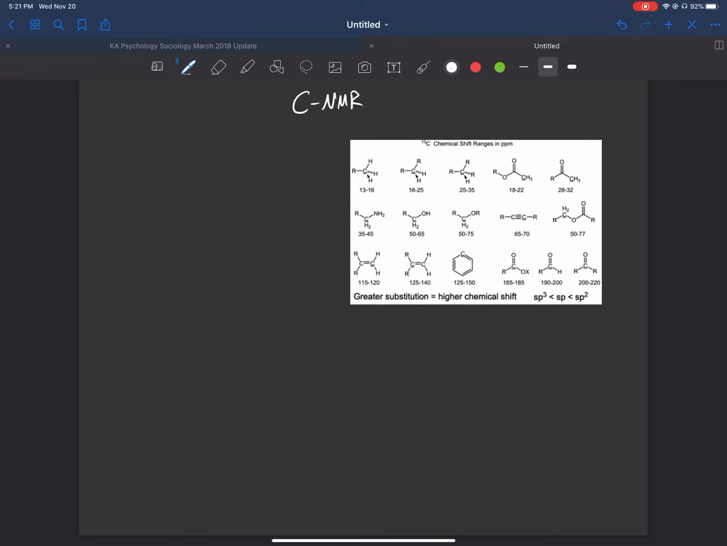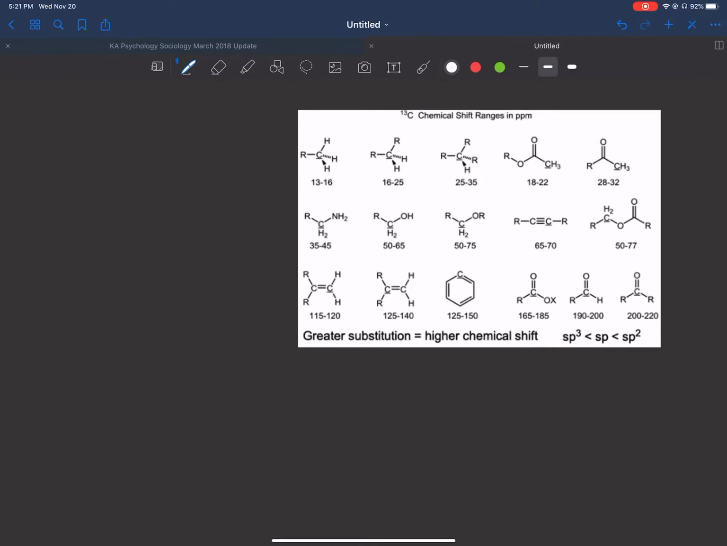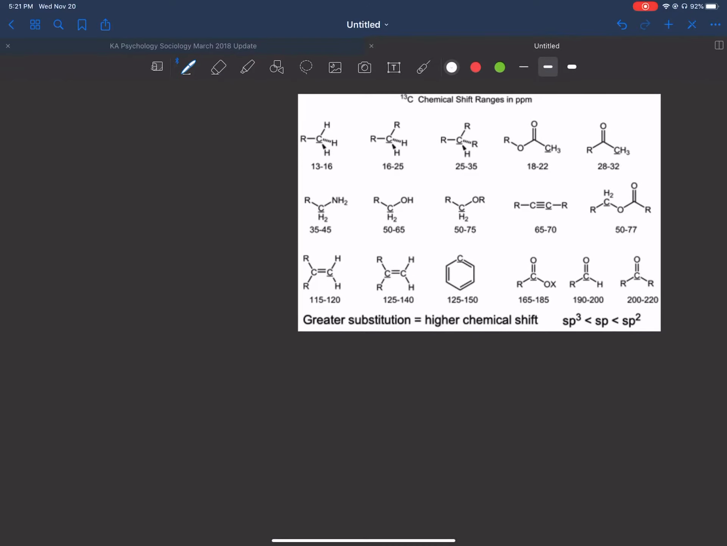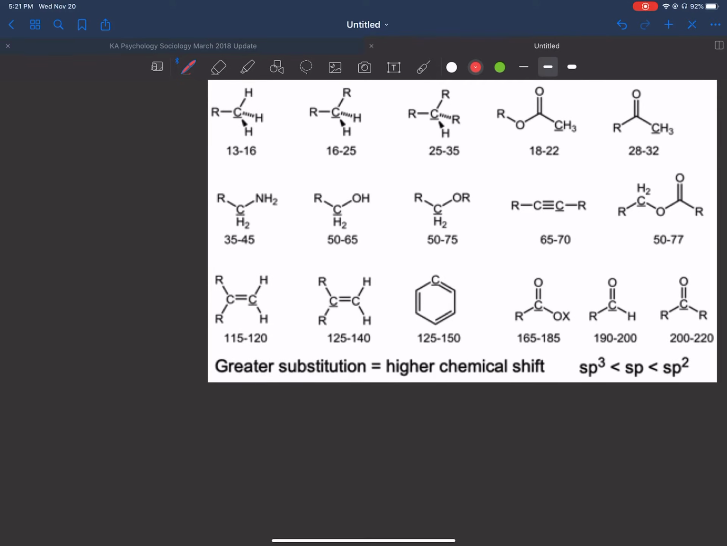So, I have a diagram here that you've seen in lecture, right? And it tells you on the C-NMR where certain functional groups can be found. And it's always centered around the specific carbon we're talking about, right? C-NMR is centered around carbons. So you can see the underlying carbon is what we're looking at.